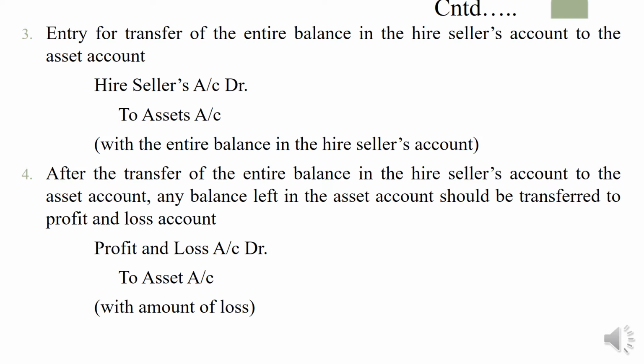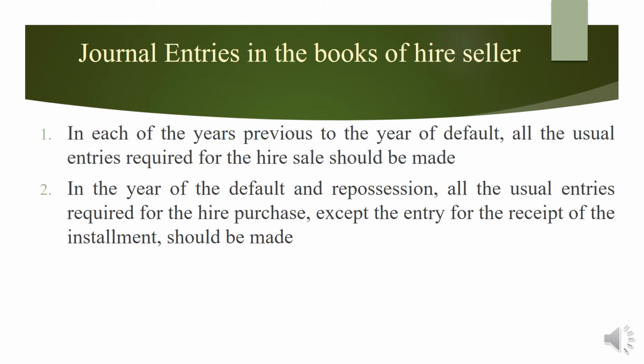Then, after the transfer of the entire balance in the hire seller's account to the asset account, any balance left in the asset account should be transferred to the profit and loss account. If there is any balance left, it is treated as a loss. For that we pass a journal entry: Profit and Loss Account Debit to Asset Account. These are the journal entries in the books of the hire buyer. Only these two adjustments are required in the books of the hire buyer.